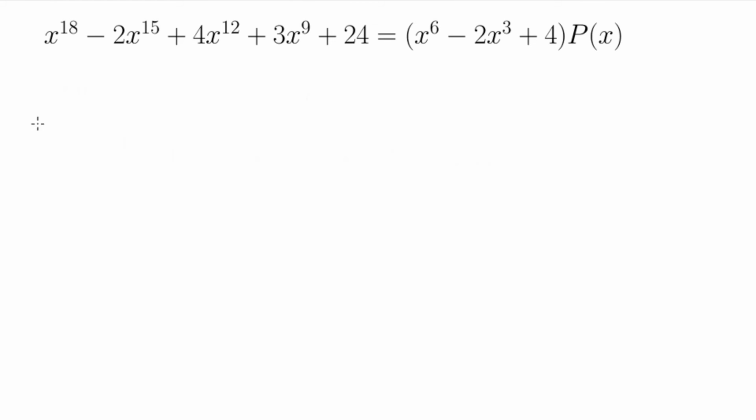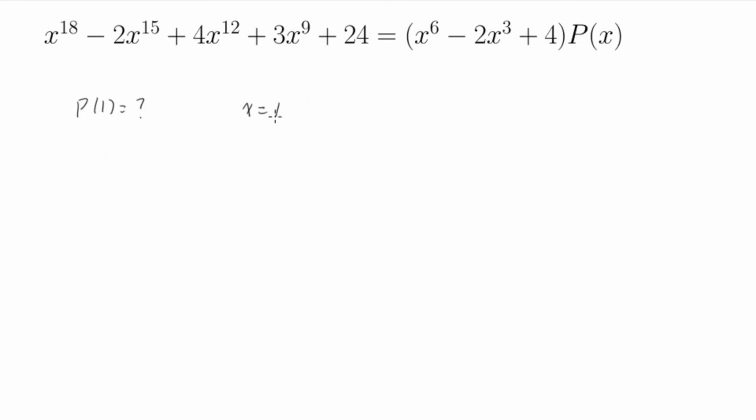Using our result from before, we know that in order to calculate the sum of the coefficients of p of x, we just need to know what p of 1 is. We can realize that this left-hand side must always equal this right-hand side, regardless of what x is. So if it's true in general, it has to be true when x is equal to 1.